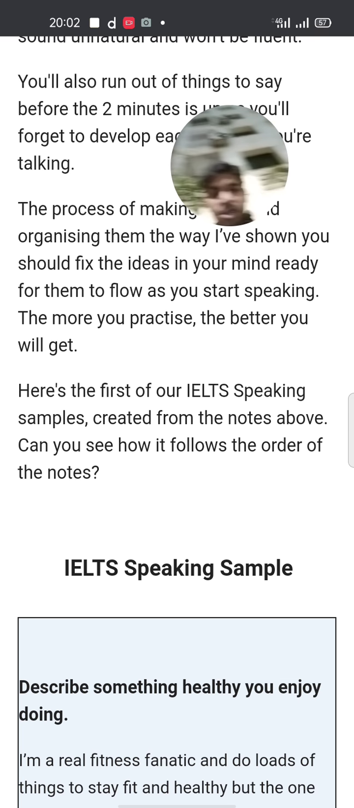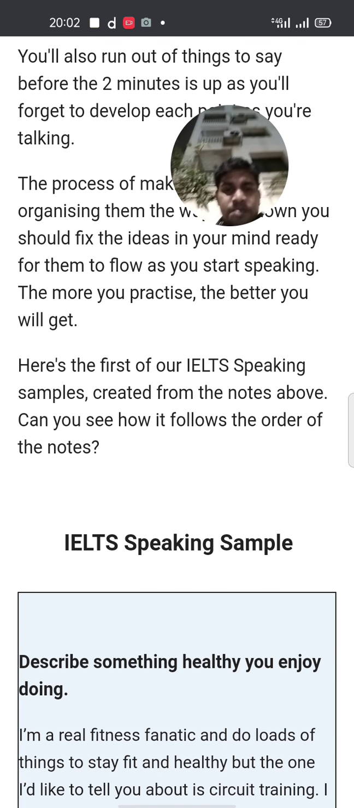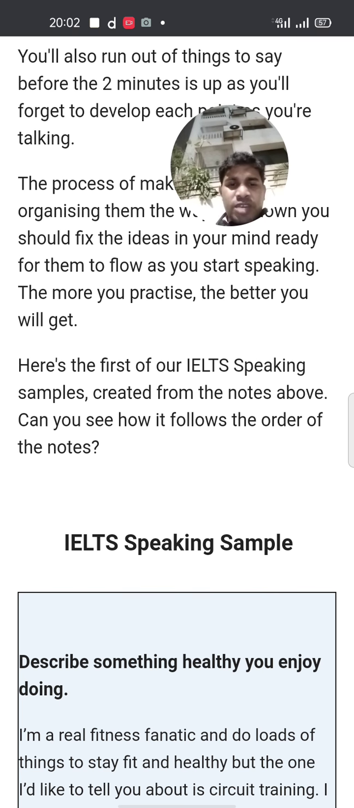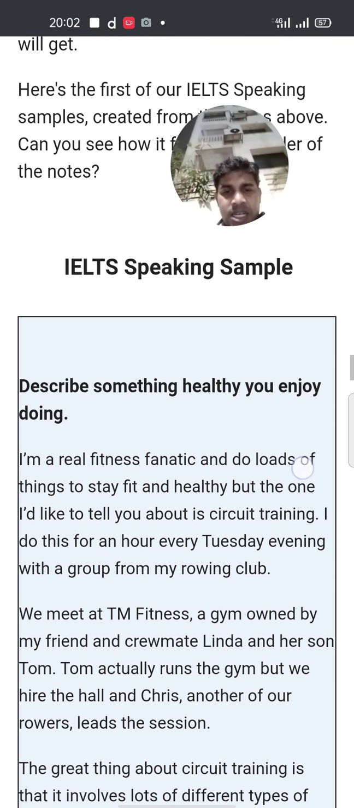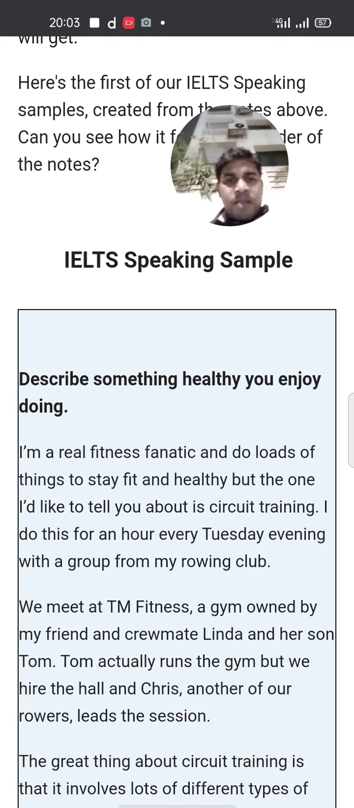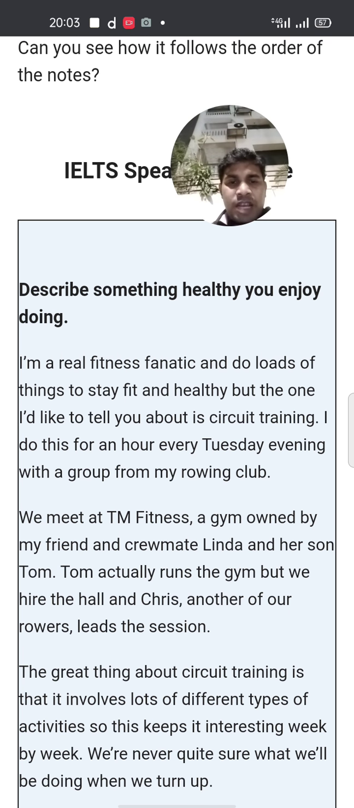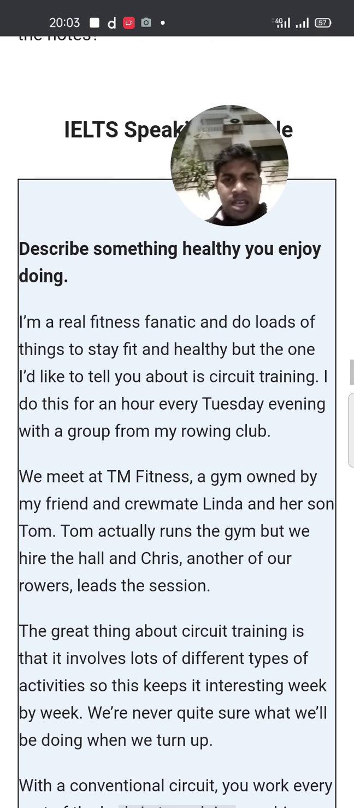Here is the first of our IELTS speaking sample creation from the note. Can you see how it followed the order of the note? Let's see. IELTS speaking sample: describing something healthy you enjoy doing. I am a real fitness fanatic. Fanatic, what does that mean?